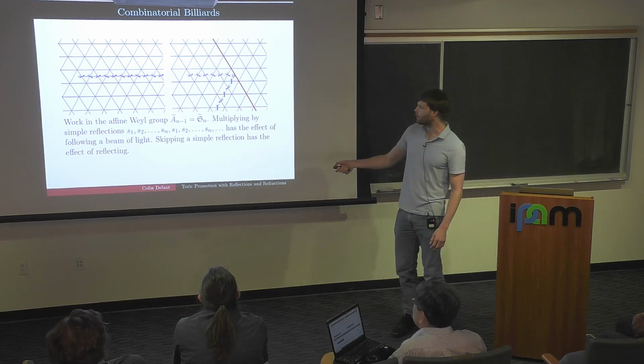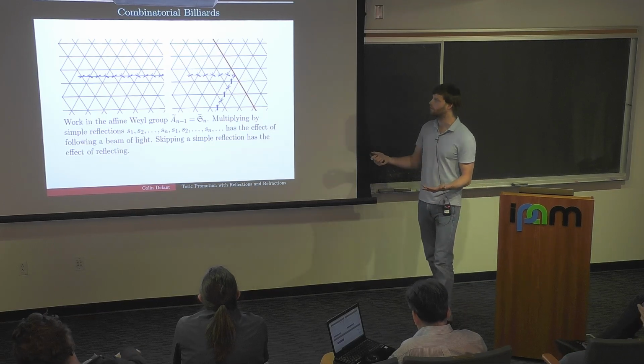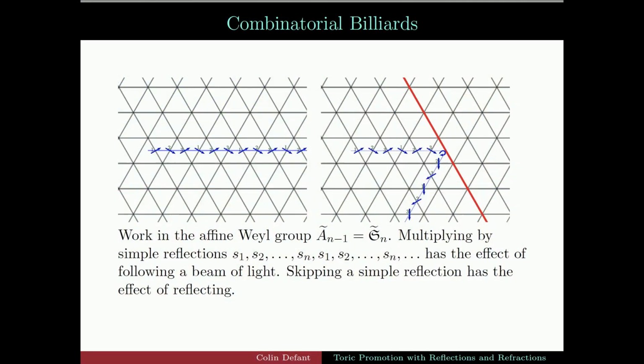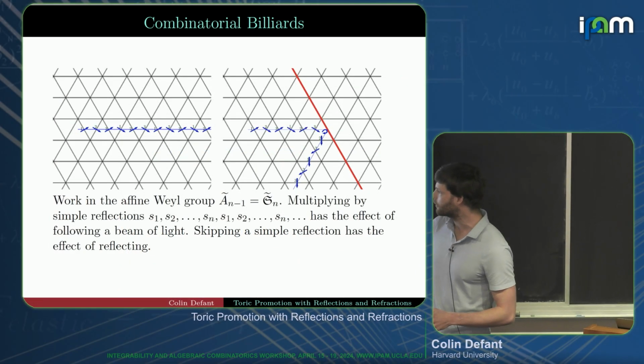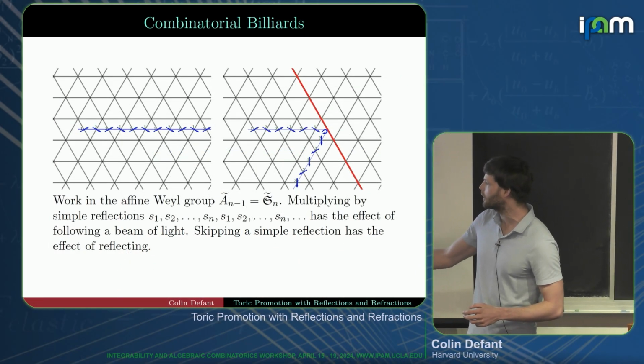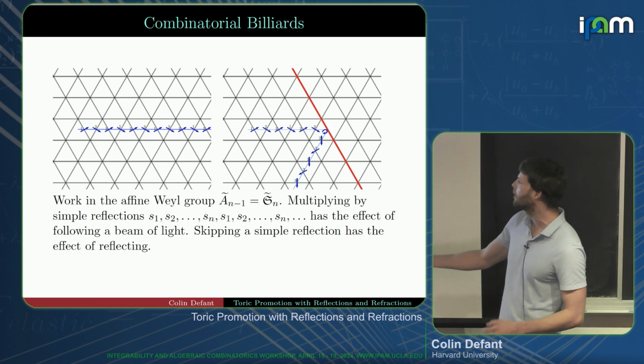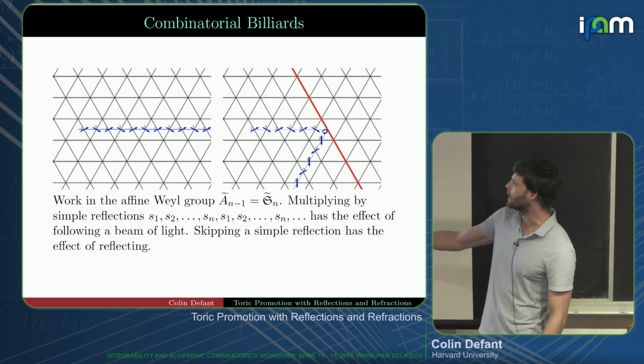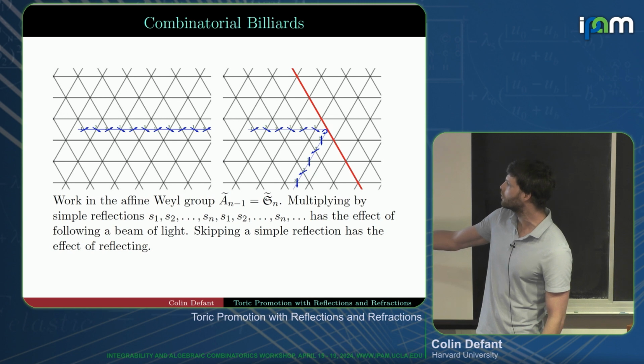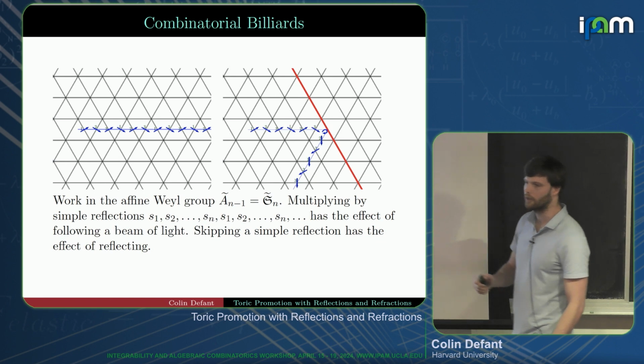Now I'm going to write S_1 through S_n for the simple reflections of this group. So the Dynkin diagram just has S_1 through S_n listed clockwise around a cycle. And if I'm in one of these alcoves and I multiply by a simple reflection on the left, that just has the effect of moving to an adjacent alcove. And it turns out that if you multiply by the simple reflections in this order, going S_1, S_2, dot dot dot, S_n, S_1, S_2, dot dot dot, S_n, and so on, you're basically just going to move along in a straight line. So here I went S_1, S_2, S_3, S_1, S_2, S_3, S_1, S_2, S_3, and so on. And you can see I'm just moving along in a straight line.